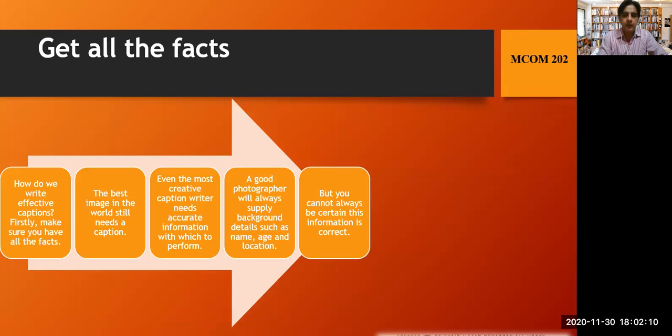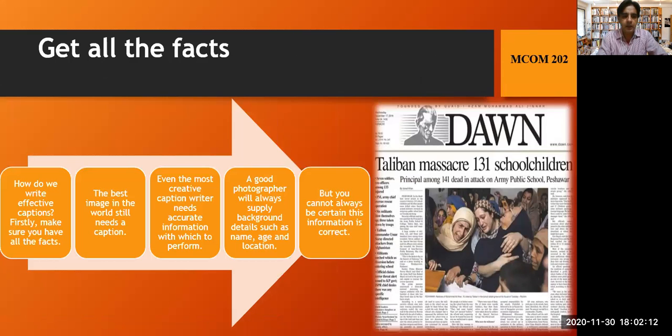So the first thing first, get all the facts. And how do we write effective captions? First, make sure that you have all the facts. The best image in the world still needs a caption. You need to understand this. Even the most creative caption writers need accurate information with which they need to perform. Again, as a photographer, you'll always supply background details such as name, age, and locations, and what is happening.